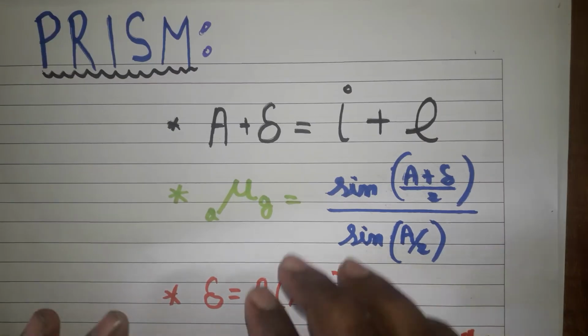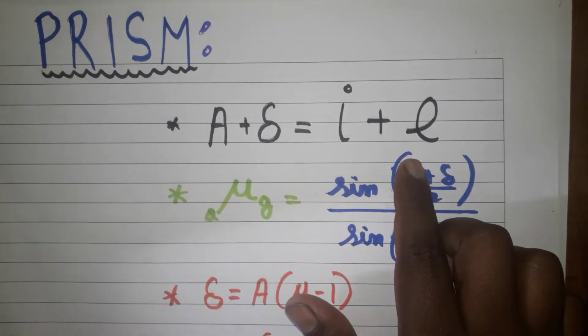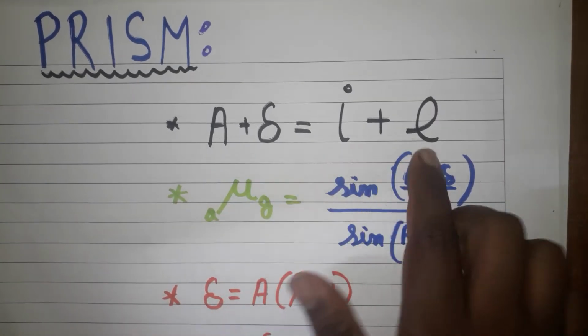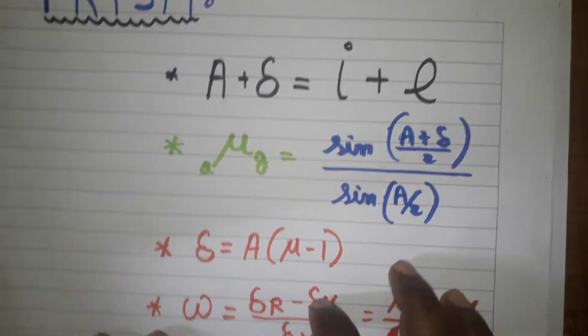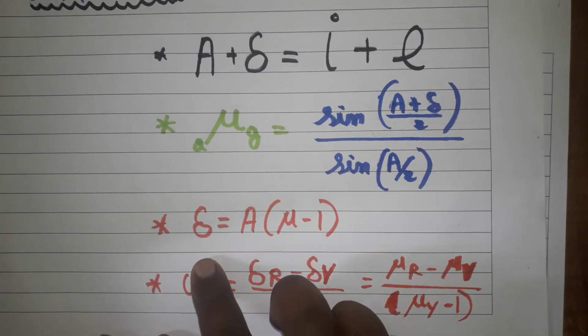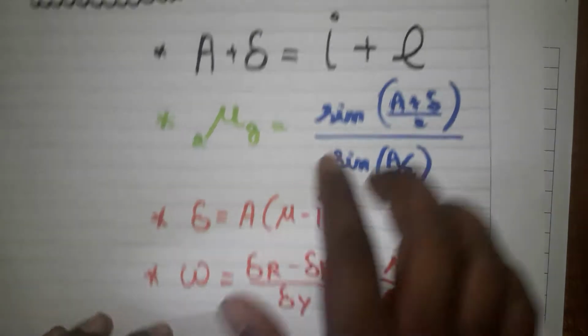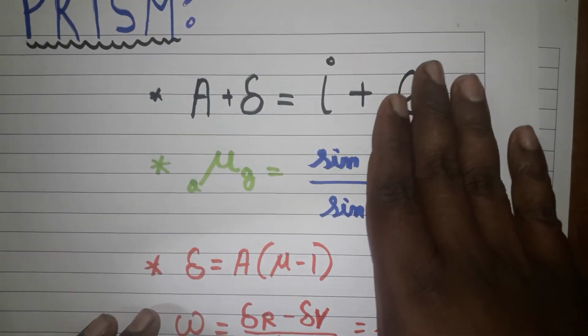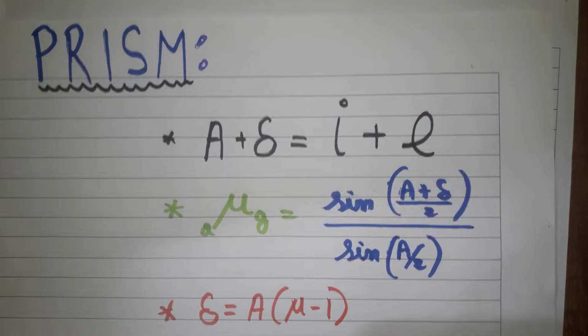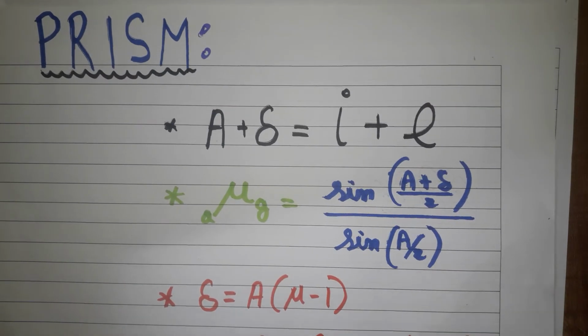Today we are going to learn the prism equation: A plus deviation is equal to i plus e, and the refractive index formula. We will also cover minimum deviation, the thin prism, and angle of dispersive power. These are the concepts we are going to learn from the prism. This is one video which is going to give the full concept of the prism.